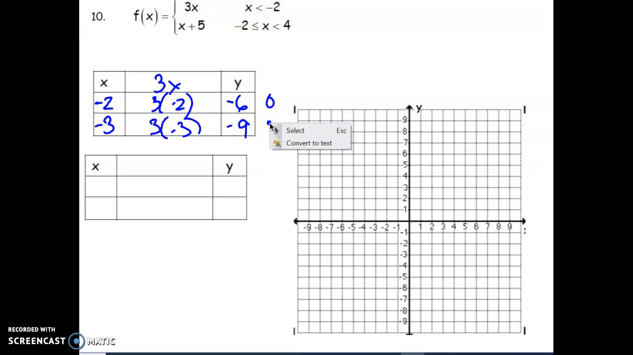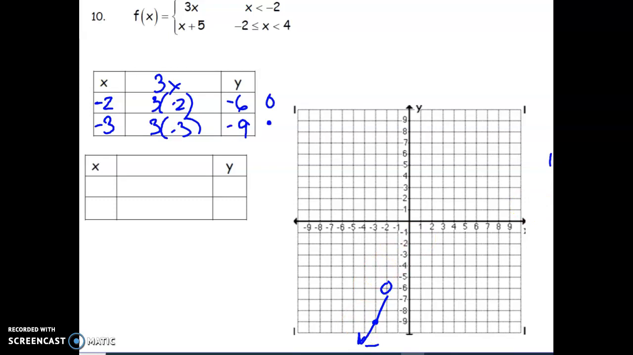Okay, let's connect the dots. So first will be -2, -6. That's going to be an open circle. And -3, -9, that's going to be a closed circle. And when I connect these, I'm going to connect to the left because less than goes left.